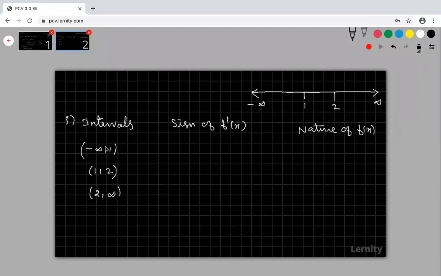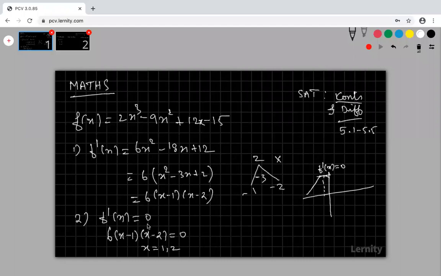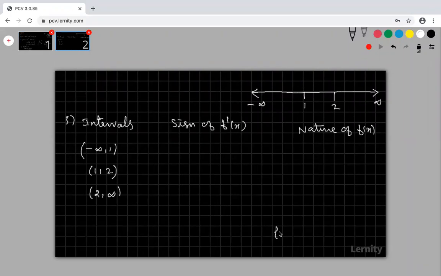Okay, so now take any one point in each interval and apply it in your f dash of x. I'm going to find out the sign of f dash of x. Why? We have discussed one theorem, right? The function f of x is increasing if my f dash of x is greater than 0. Decreasing means my f dash of x is less than 0. That is positive, this is positive, this is negative.